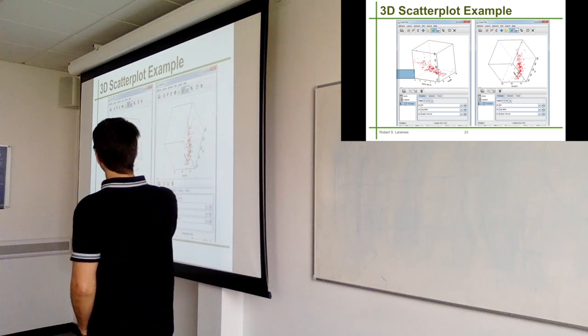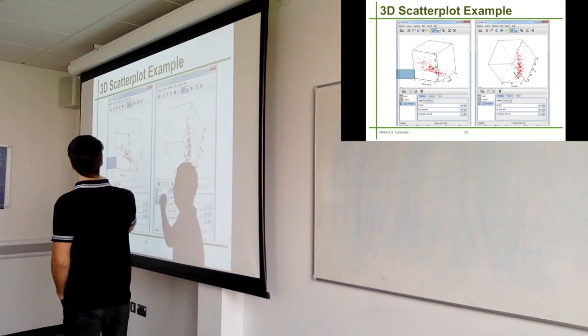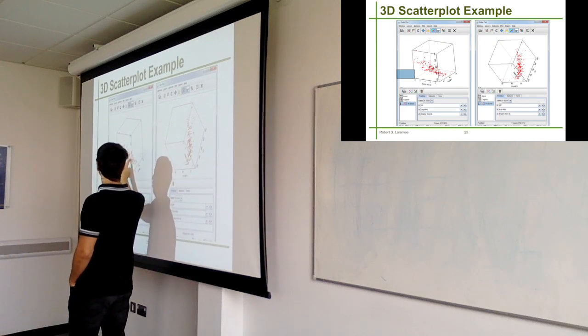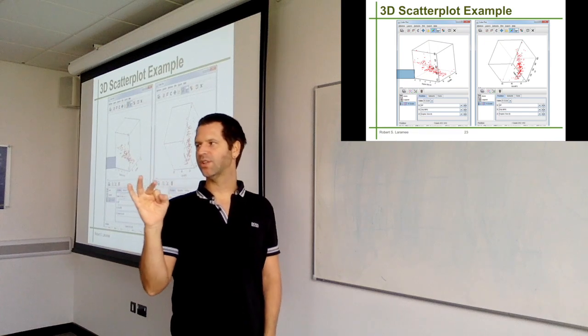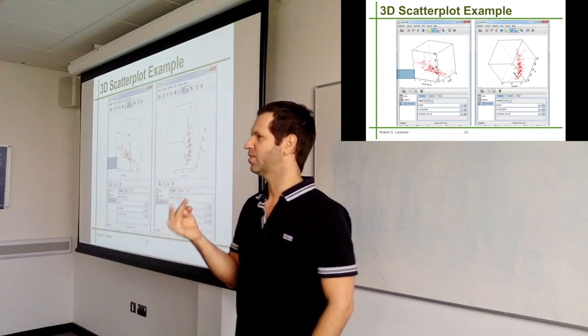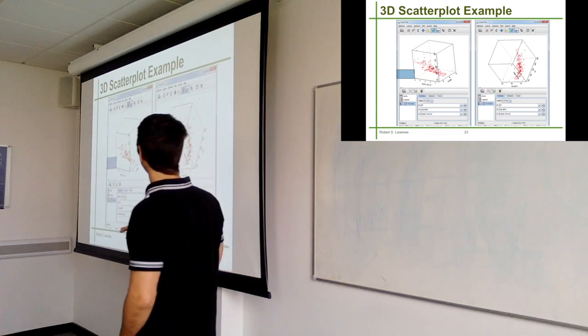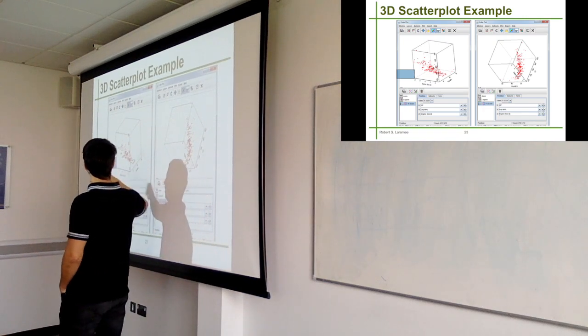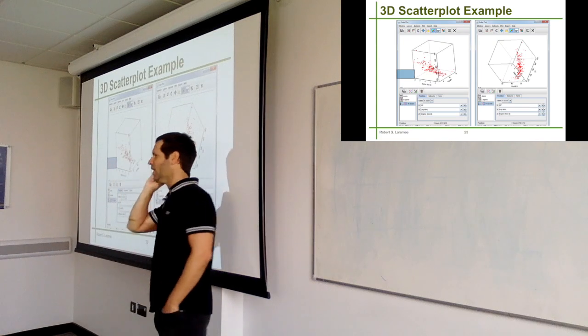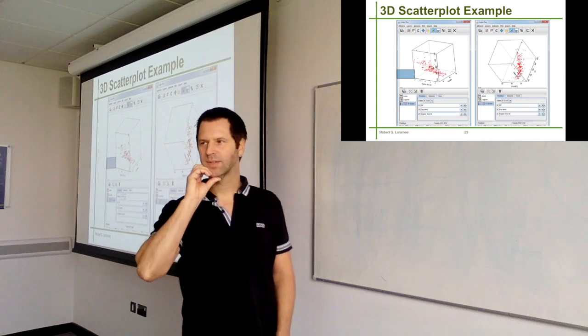Another thing that would make it more useful is if these points were shaded glyphs, like shaded spheres. Then there would be more depth information, and you'd be able to perceive the three-dimensional nature of the space more clearly if you added lighting and shading.